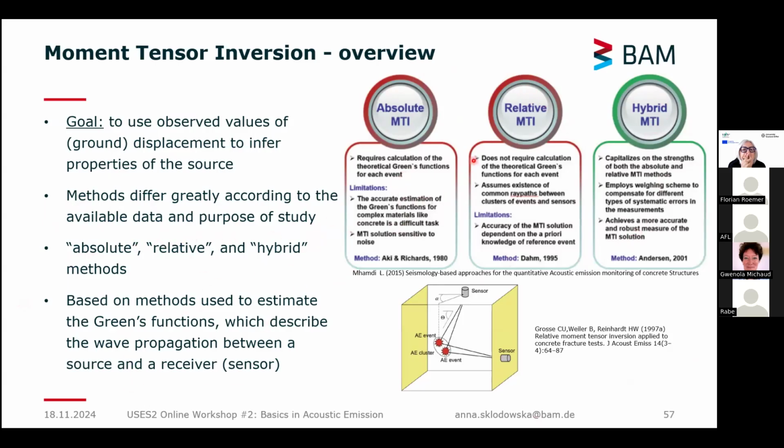For example, the absolute method requires calculation of the theoretical Green's function for each event, whereas the relative doesn't. This is the main difference between them, and the hybrid one combines the two. So basically, it's based on the methods used to estimate the Green's function, which describes the wave propagation between the source and the receiver. This is for seismology, but in the case of acoustic emission, it has to be modified to be applied to these cases.